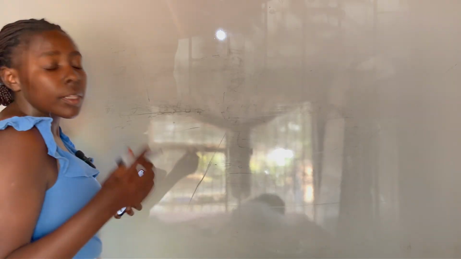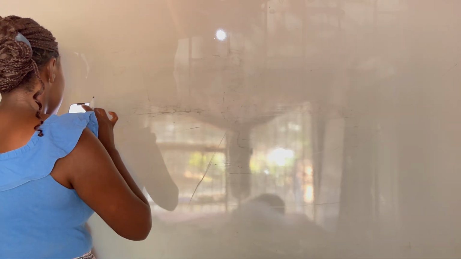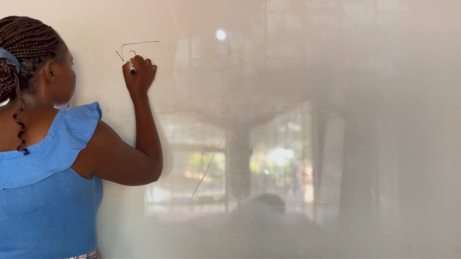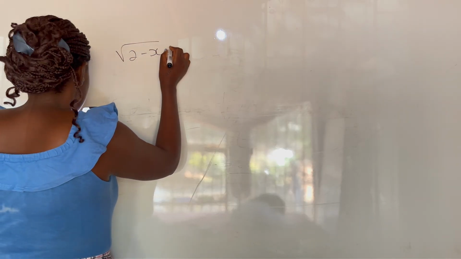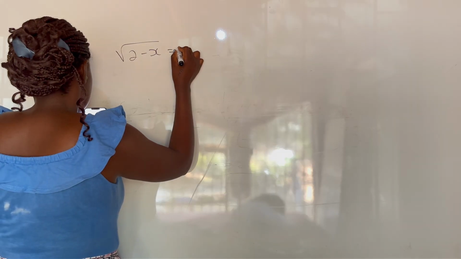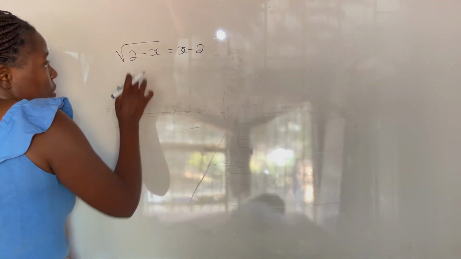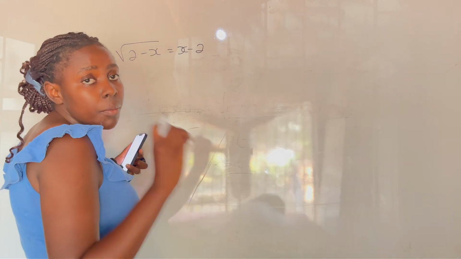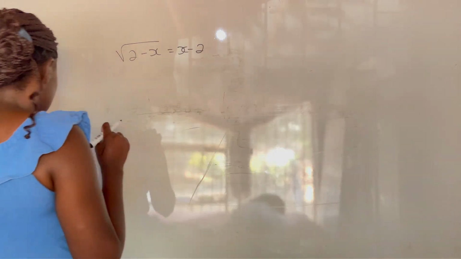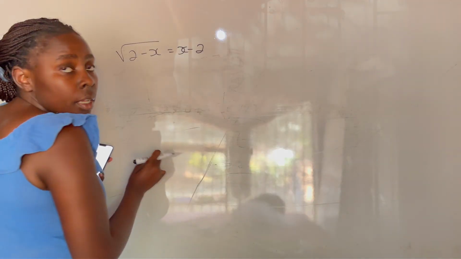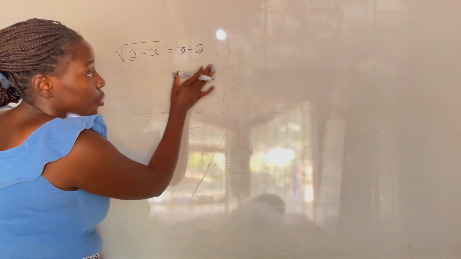So now let's go to question 1.1.4, which says, square root of 2 minus x is equal to x minus 2. So here, as you can see, we've got the square root. It means that we're going to solve for x using the method of squaring both sides. So here we'll introduce brackets on the right hand side and on the left hand side. Remember, what we do on the left hand side, we must also do on the right hand side.